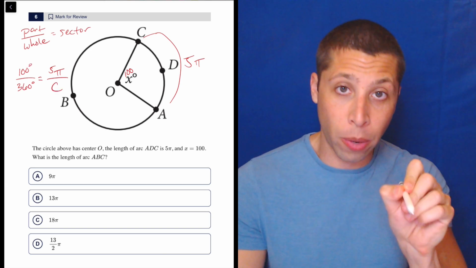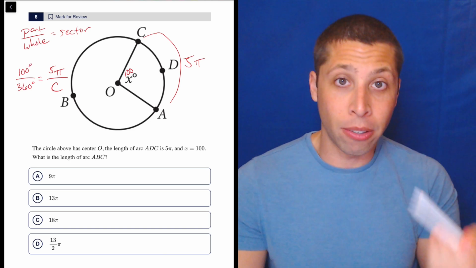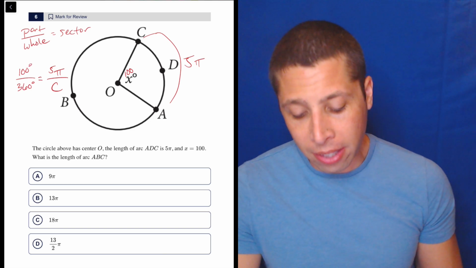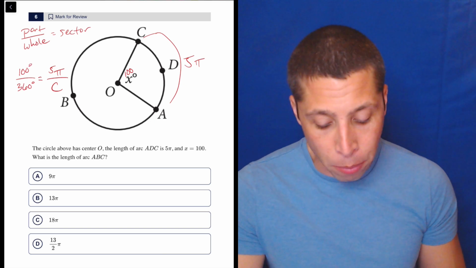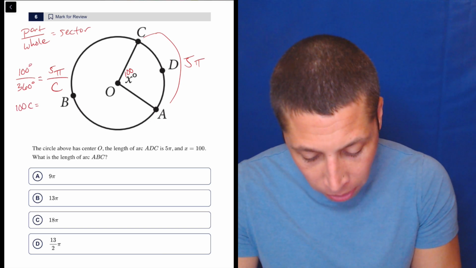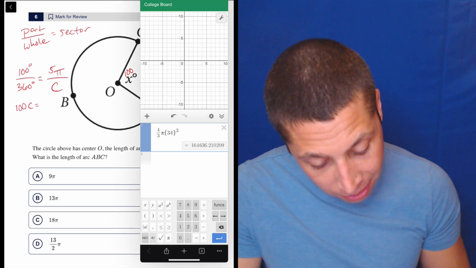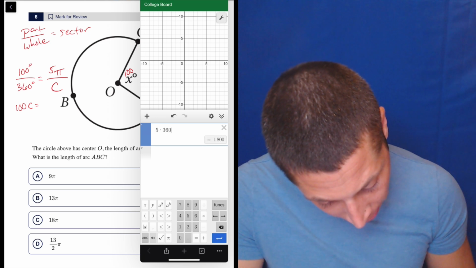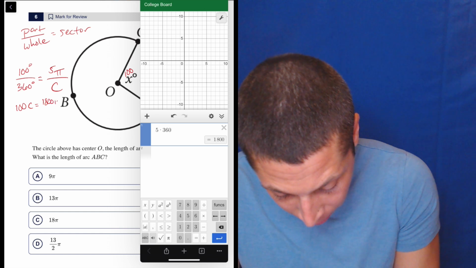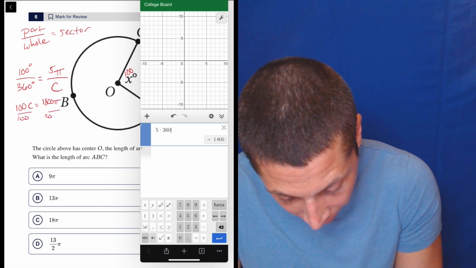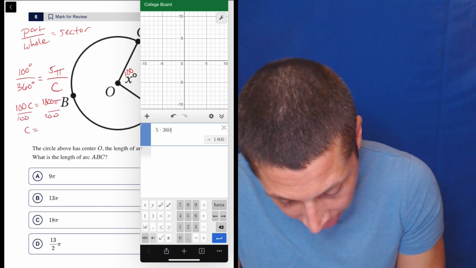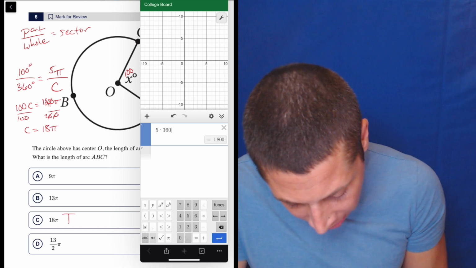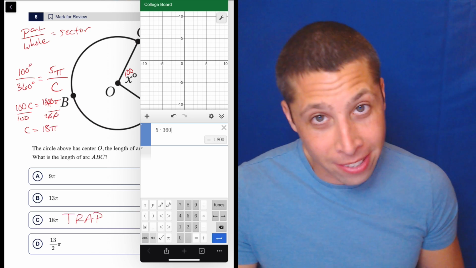If 5 pi is part of the way around, then the whole way around is whatever the answer is, but also that's called the circumference of the circle. So what this allows us to do is just cross multiply and divide pretty easily. Sometimes you can just see the ratio, but I'm just going to do it. So 5 times 360 is 1800, so 1800 pi, divided by 100, and the circumference is 18 pi. And is that an answer choice? C, yes, but that's a trap because that's not what we want.